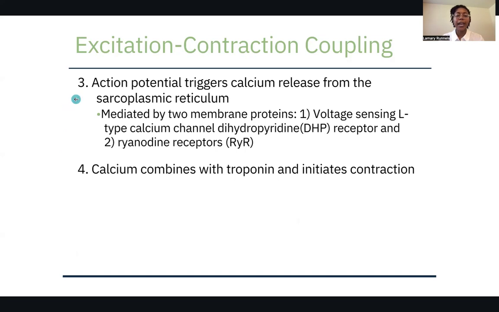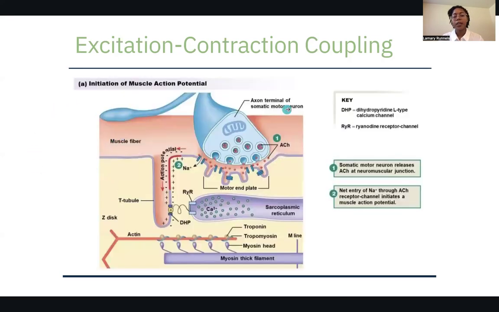The third step, you have action potential triggers calcium release from the sarcoplasmic reticulum. And this step is mediated by two membrane proteins, a voltage sensing L-type calcium channel, the dihydropyridine receptor, and a ryanodine receptor. And in the final step, calcium binds to troponin and initiates contraction. So let's go through this excitation contraction coupling a little bit further.